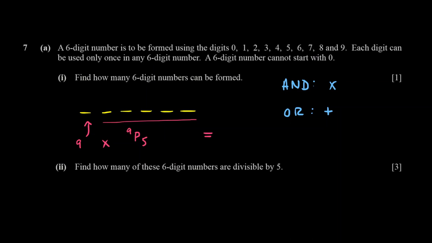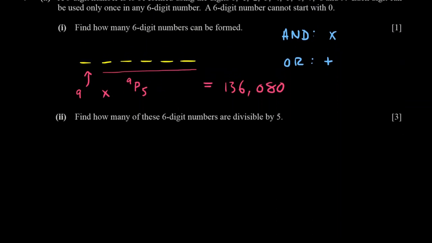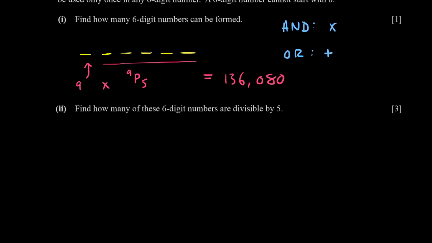I get 136,080. So I'm just going to write it down. 136,080. Okay, so that's part 1. Part 2: how many of these 6-digit numbers are divisible by 5? Well, we just have to do the same thing, right? 1, 2, 3, 4, 5, 6.